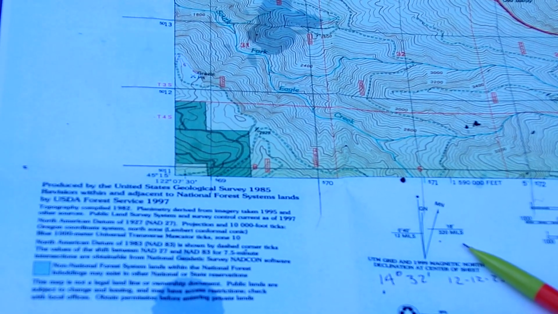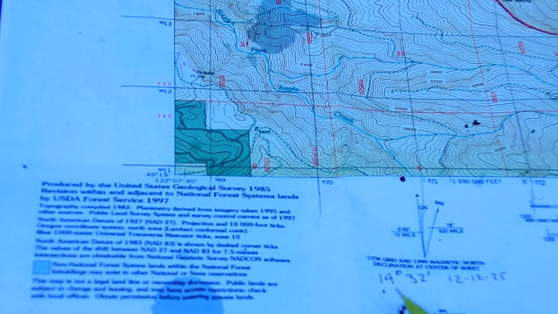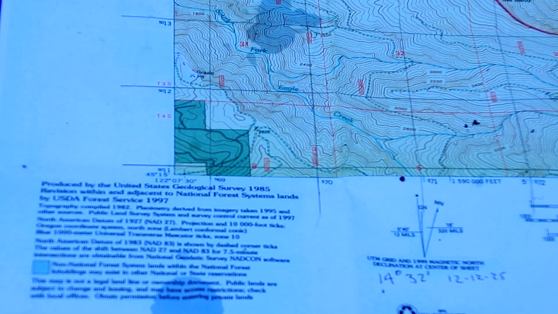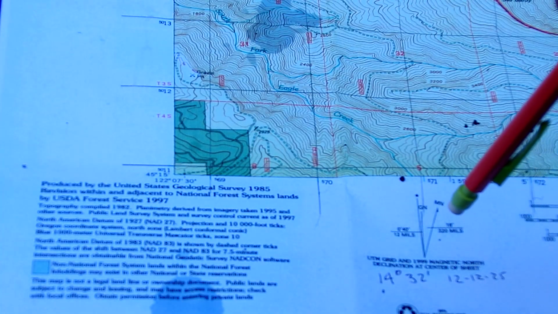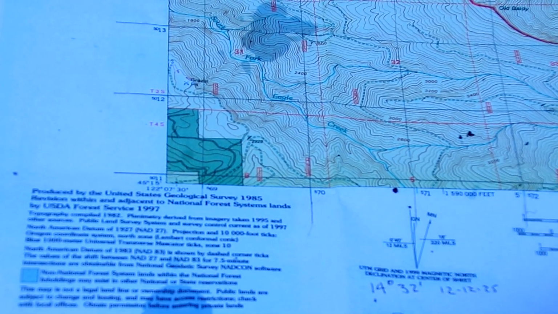Before I left home, I checked what the actual declination is, and as of 12/12/25, the declination here is 14 degrees 32 minutes. It's always a good practice to check what the declination is, because it does change. The declination is where your magnetic north is, and magnetic north is always changing. So it's a good practice to make sure that your declination is current to your current time and location. So this is again a 1 in 24,000, 7.5 minute map.